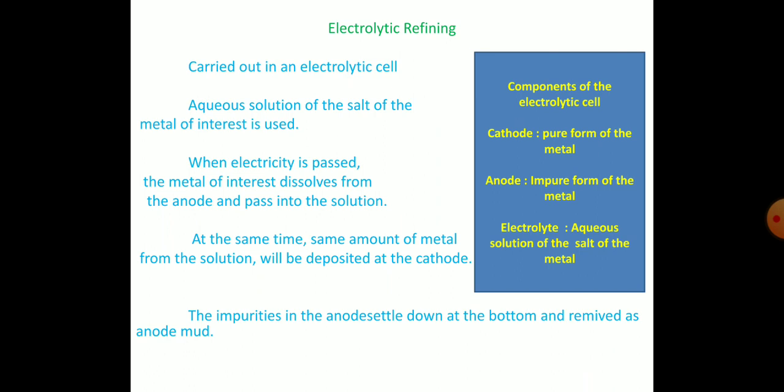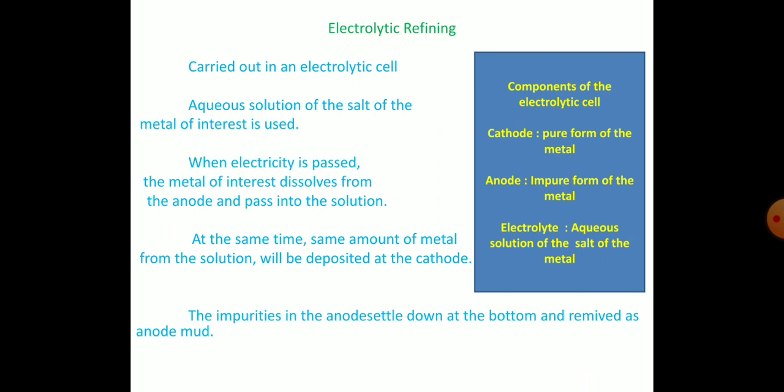Then electrolyte. This I told you in the previous slide itself. What can be chosen as an electrolyte? It must be the salt of the same metal which undergoes the refining process. That is given here. Electrolyte is the aqueous solution of the salt of the metal. Now the processing. This process is carried out in an electrolytic cell. The entire setup for carrying out this electrolytic refining process is called an electrolytic cell.